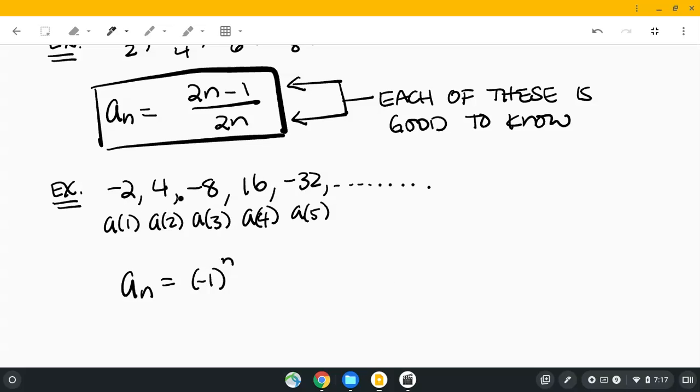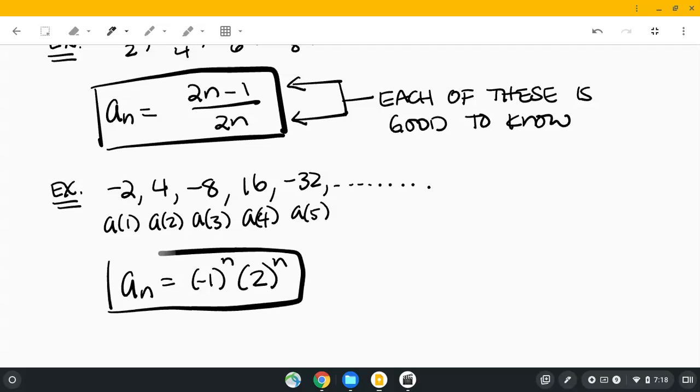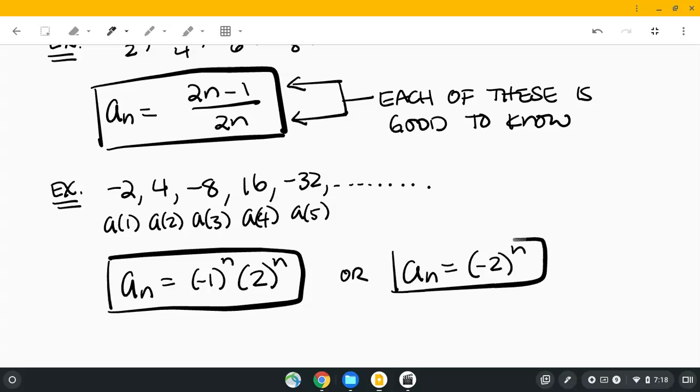All right, and then we see that these are all powers of 2. And so we get 2 to the n: when I plug in 1, I get 2. When I plug in 2, I get 4. When I plug in 3, I get 8. When I plug in 4, I get 16. So it looks like it's just this. Okay. So this would be your an formula. Another way you could write this as well is an equals -2 to the nth. Okay, so either one is fine.